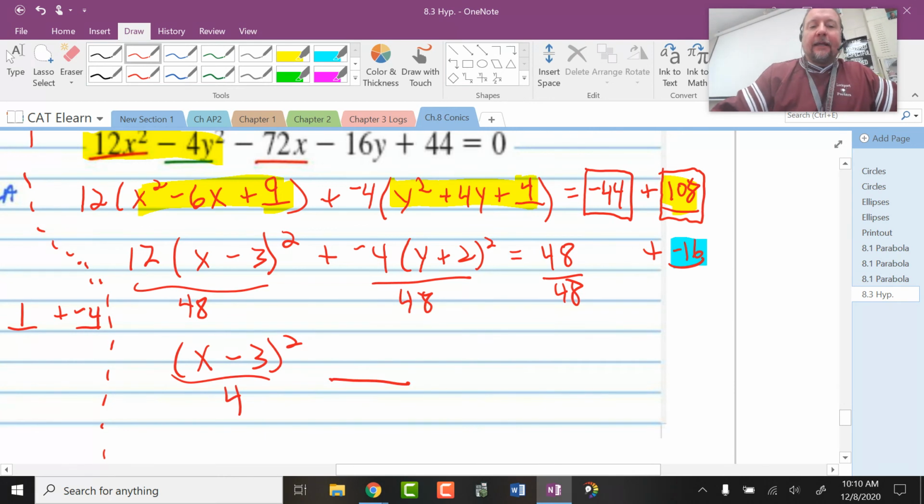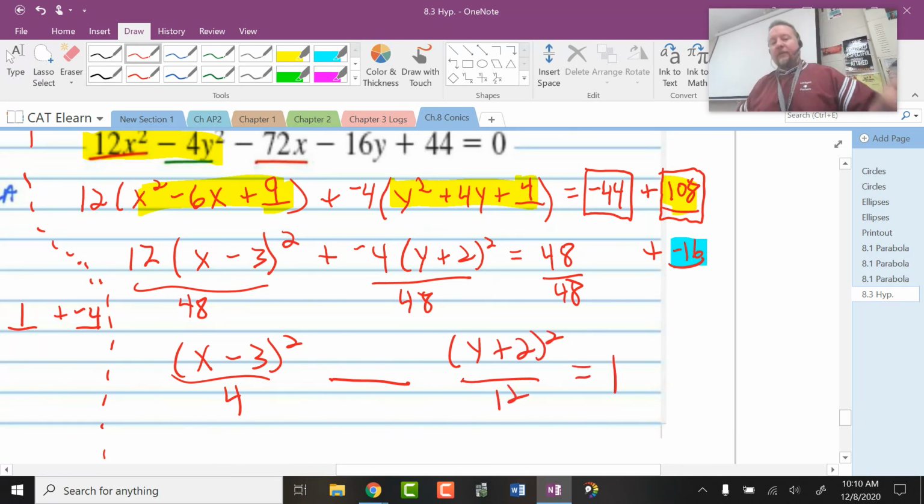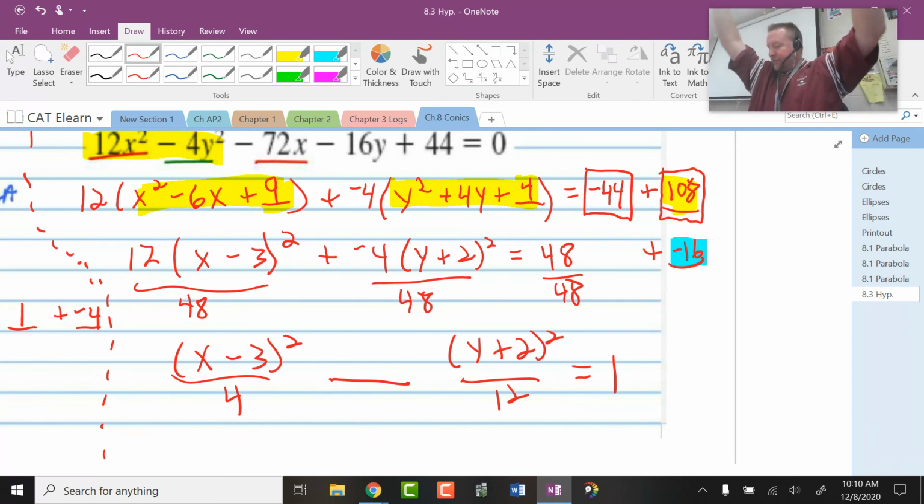minus, instead of plus a negative, y plus 2 squared over 12 equals 1. And then, of course, the center is 3 comma negative 2. X-axis radius is 2. Y-axis radius is unfortunately square root of 12. So you'd have a decimal y-axis radius. Draw your box, asymptotes, move on. Okay, so that should all be good.